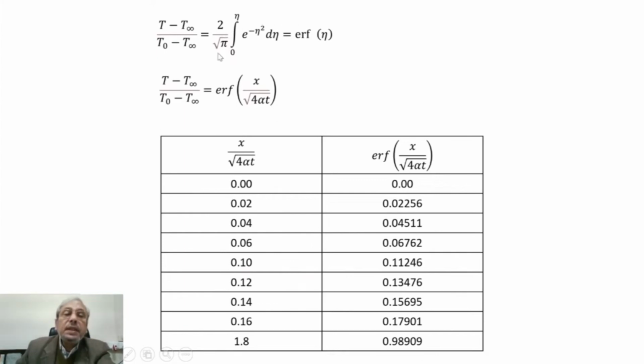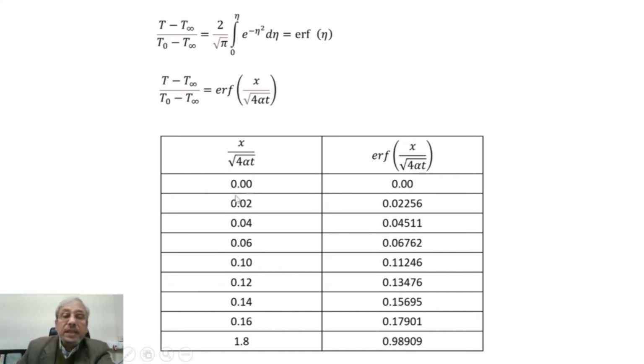Now this is basically known as the error function. So we can write T minus T infinity divided by T0 minus T infinity is error function of eta. And what is eta? Eta is x divided by root over 4 alpha t. So x divided by root over 4 alpha t is the argument of the error function, and we can calculate the values of the error function.